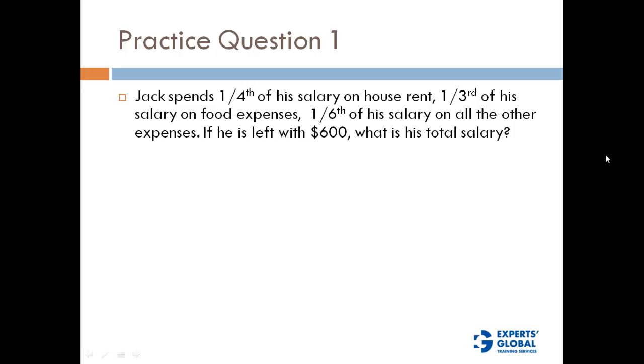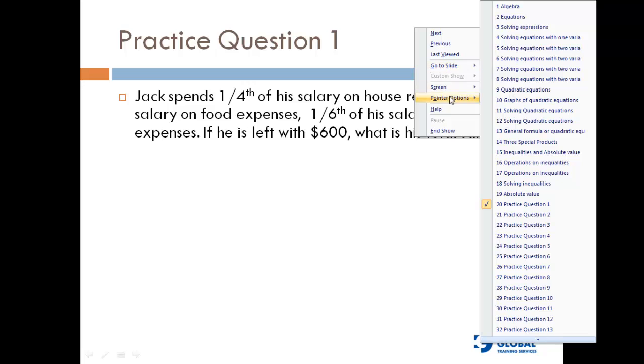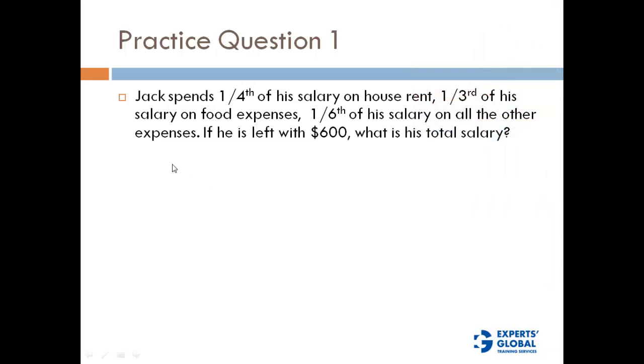The question is, Jack spends 1/4 of his salary on house rent, 1/3 of salary on food expenses, and 1/6 of salary on all other expenses. He's left with $600. What is his total salary? Okay, so what are we supposed to do? We are supposed to find out the total salary of Jack, right? So let's say Jack's salary is X, because that is the variable we have to find out.